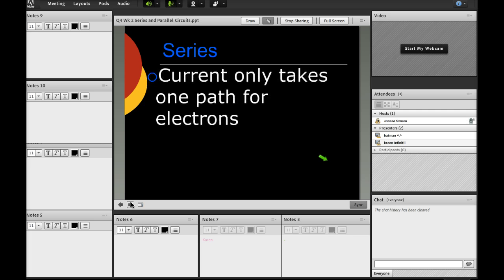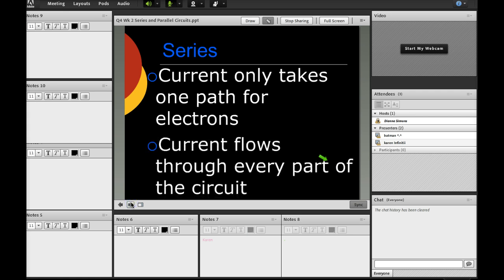So in a series circuit, the current can only take one path, right? There aren't multiple places. It can only go one way, around the circuit. And the current is going to flow through every part of the circuit. So it's going to be the same current that's going through every part. One of the things to remember whenever you get into week 2: in a series circuit, the current is always the same.